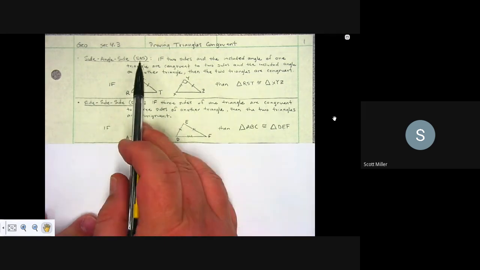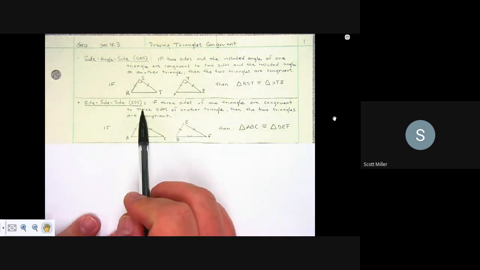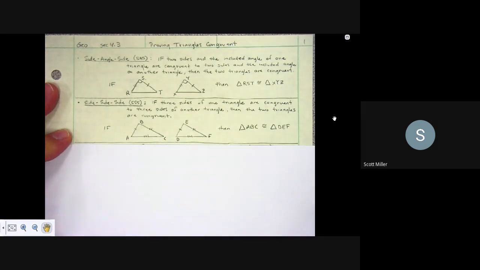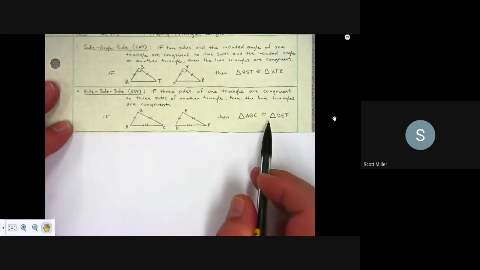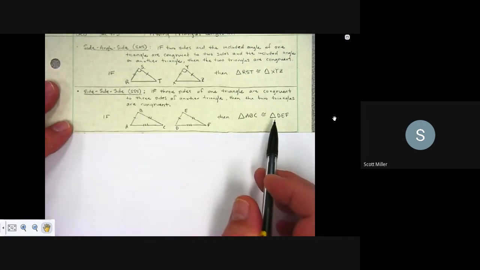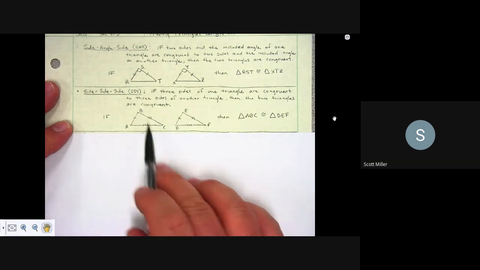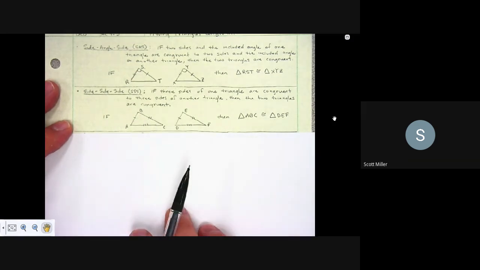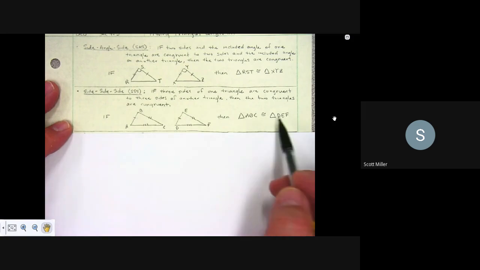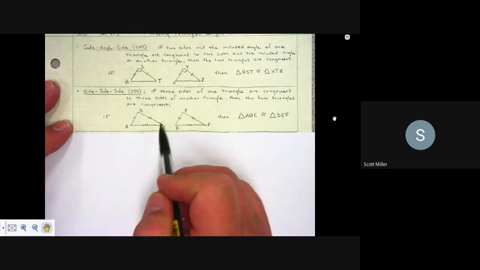So we have side, angle, side, and side, side, side. What we're going to be doing to show the triangles are congruent is try and find these pieces of information that allow me to use one of these 2 rules. All of our examples are going to be part of that. Once I know that triangles are congruent by these rules, I have what is called all the parts are congruent. Once triangles are congruent, all the corresponding parts are congruent, and that's this thing right here.